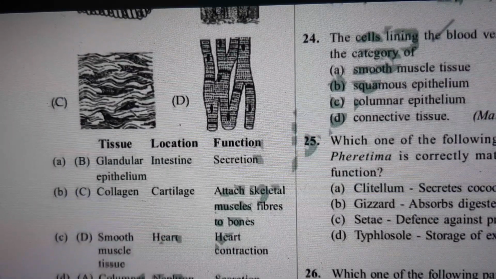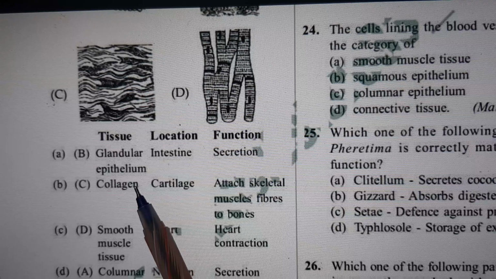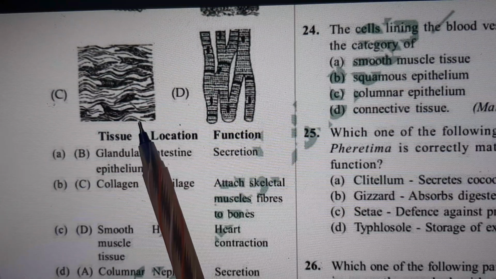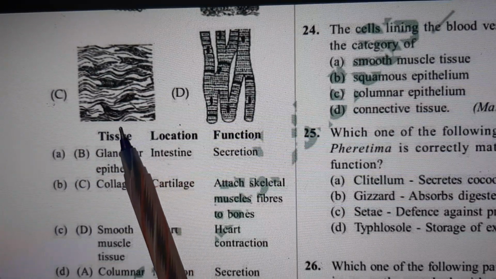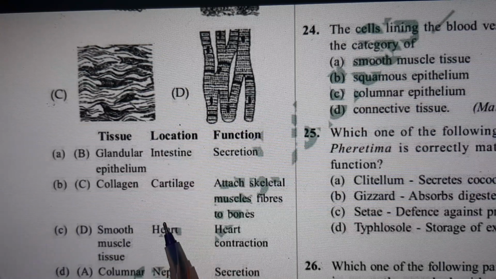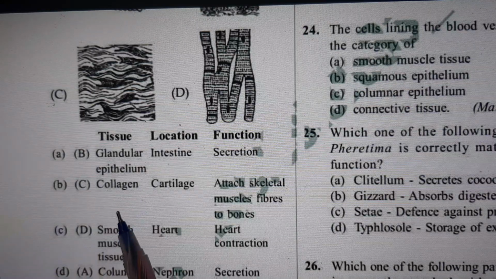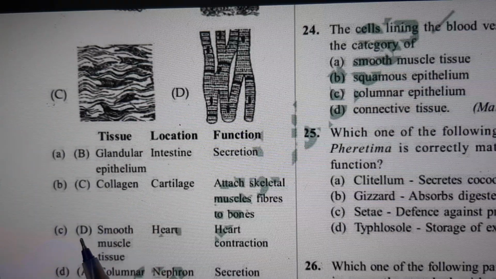So we have option B. It talks about figure C as collagen. No, this is not collagen. This is a diagram of dense regular connective tissue. So we can eliminate this option. It is wrong. First, identification of the tissue itself is wrong.